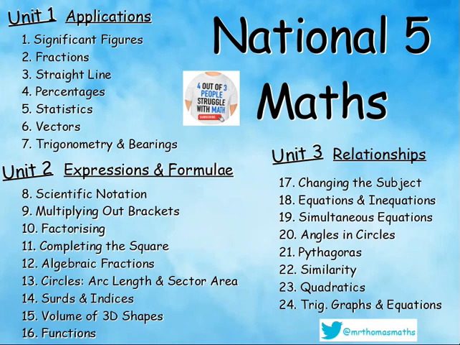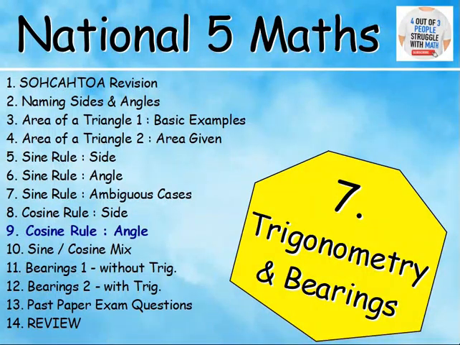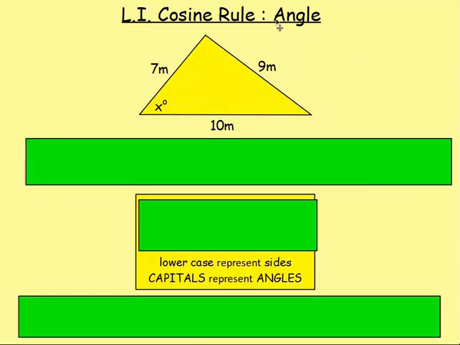Maths with Mr. Thomas. And on your birthday, we're going to be looking at Chapter 7, Trigonometry and Bearings, lesson number 9. It's another lesson looking at the cosine rule. In the last lesson, we used the cosine rule to work out the length of a side, but this time we're going to use it to work out the size of an angle.